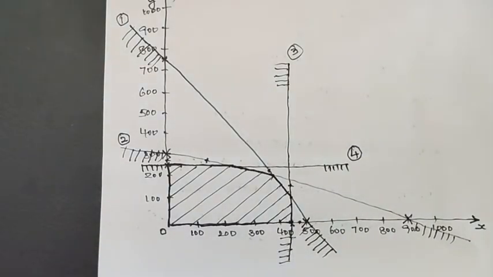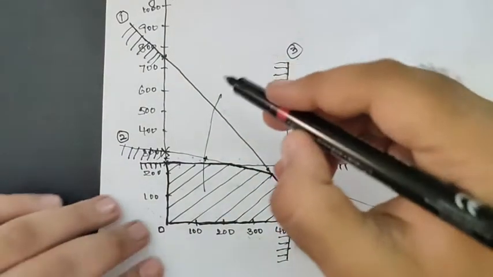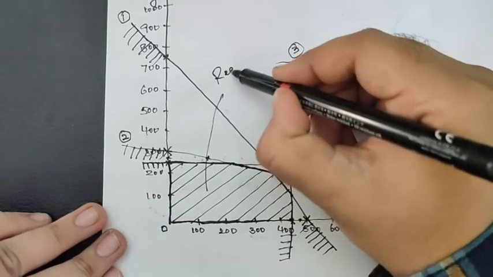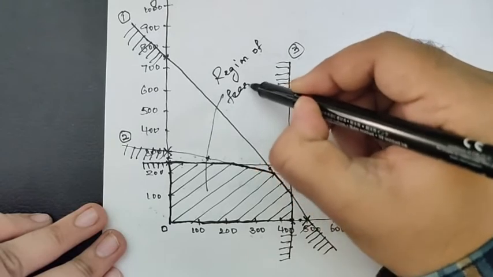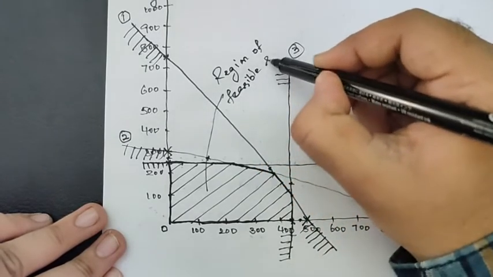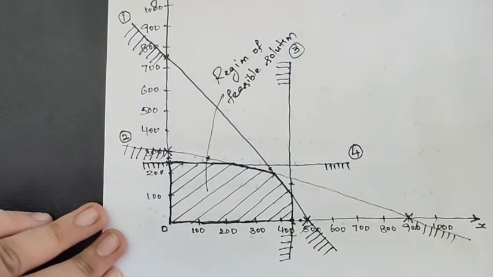So we call this region the region of feasible solution. We are calling this one the region of feasible solution, right? So now locate the vertices.